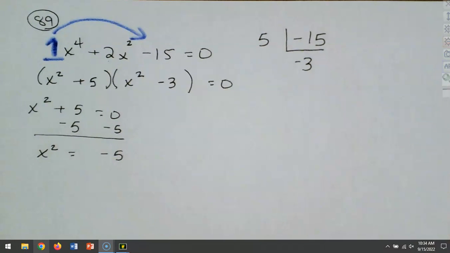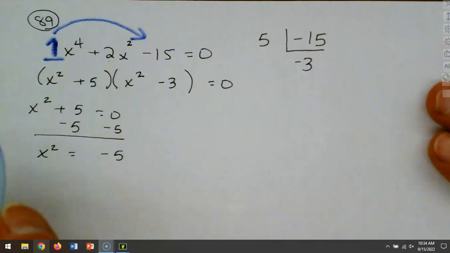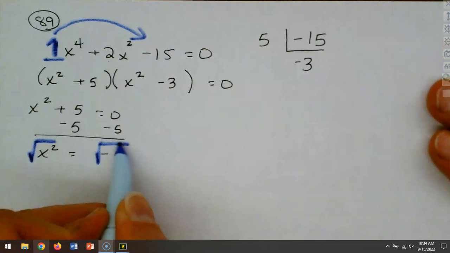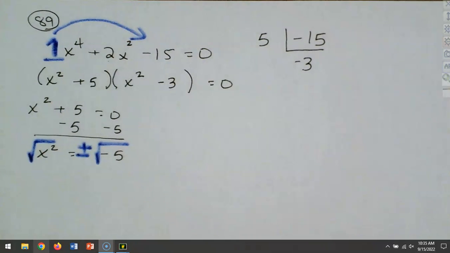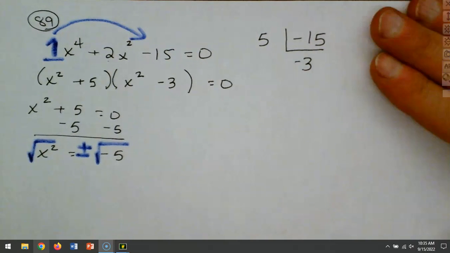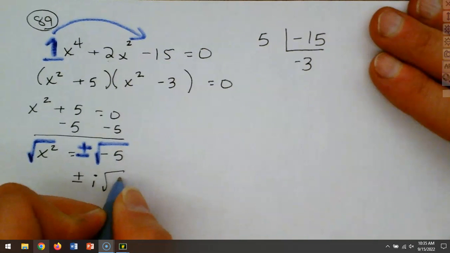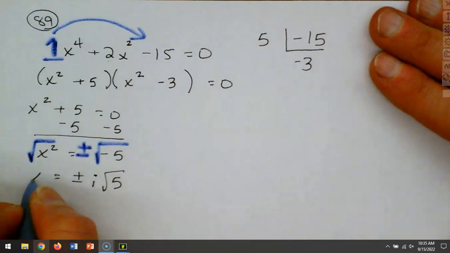And how do we get rid of a square? Remember this? Work in terms of opposites. We get rid of a square by taking a square root. Okay. And remember back in 1-3, when we take the square root of a negative number, it gives you an i. So this is going to come out to be plus or minus i square root of 5.